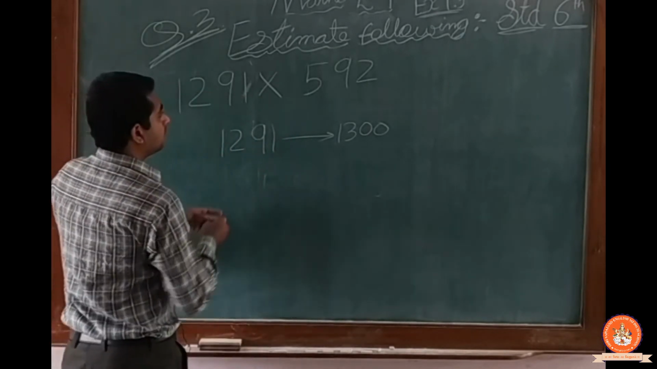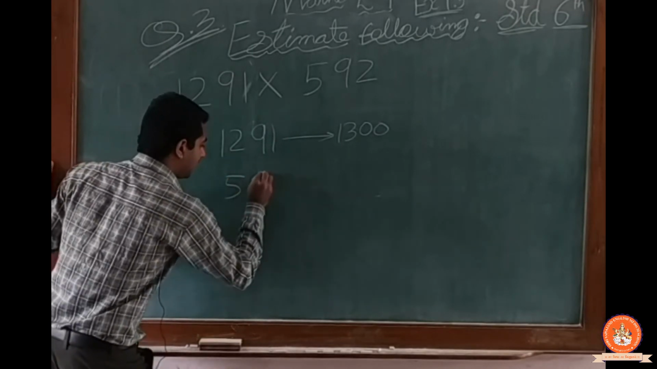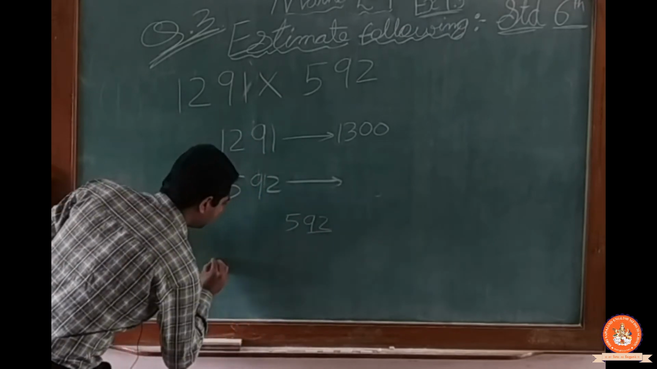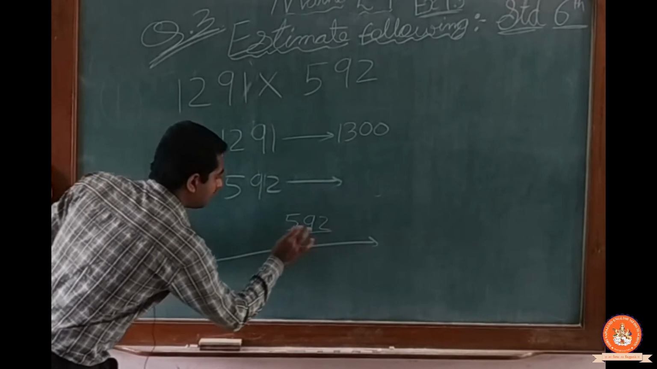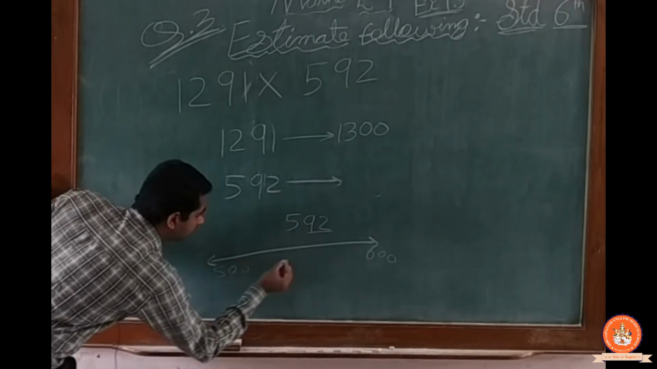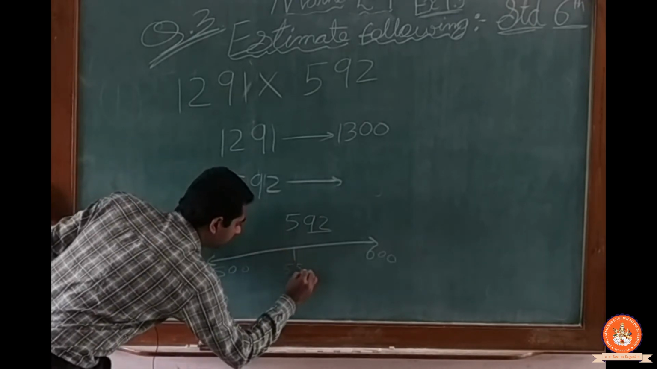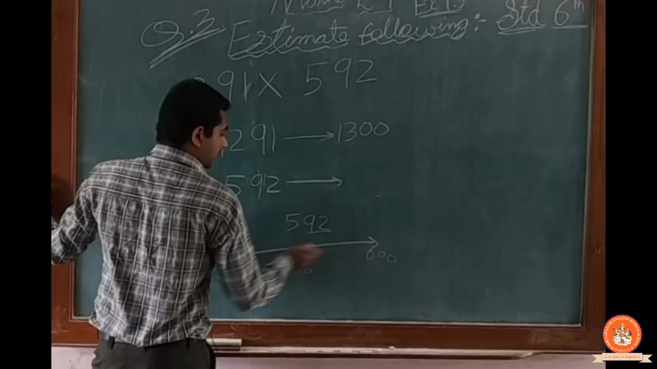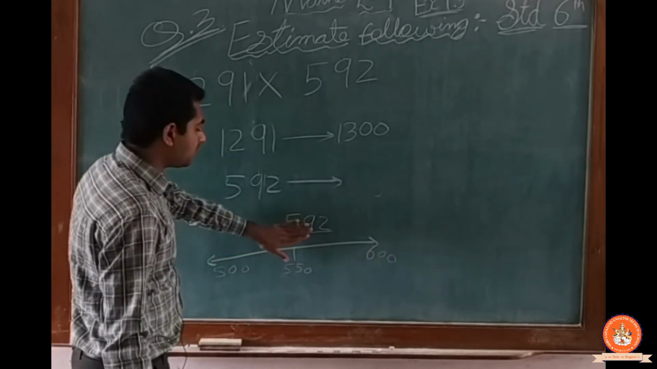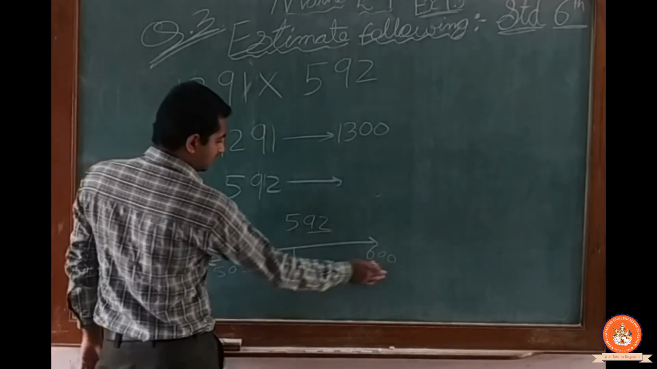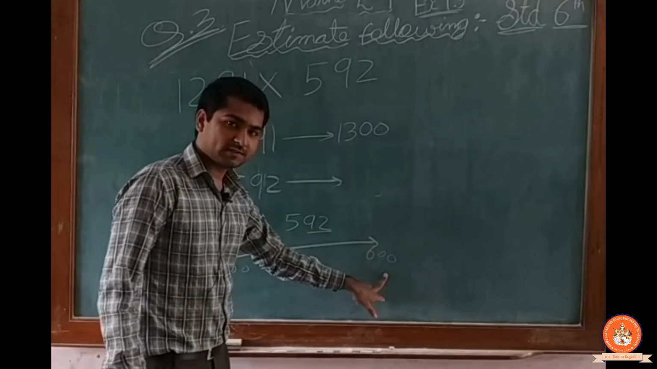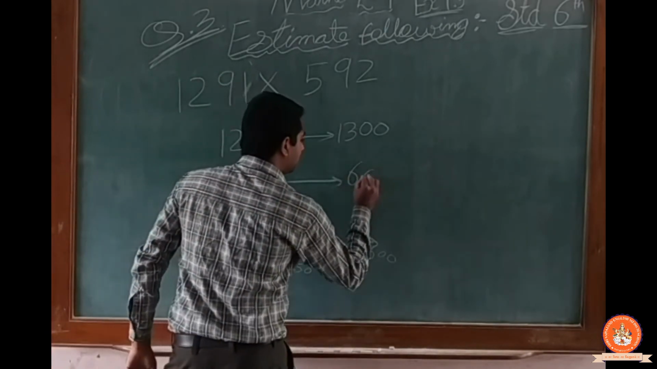Okay, after doing this, now 592. So after seeing 592, here is 92, so we will see on the number line. Okay, so 592, there is 600 and here is 500, and if you want, you can also make 550. That depends upon you. If you want to write two numbers, you can write two numbers. If you want to write three numbers, you can write three. Okay, 592 is more near to which number? 600, 550, 500? Yes, it's near to 600. So we will make it 600.